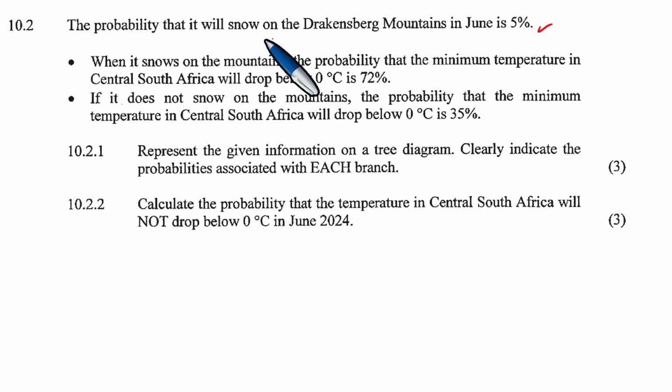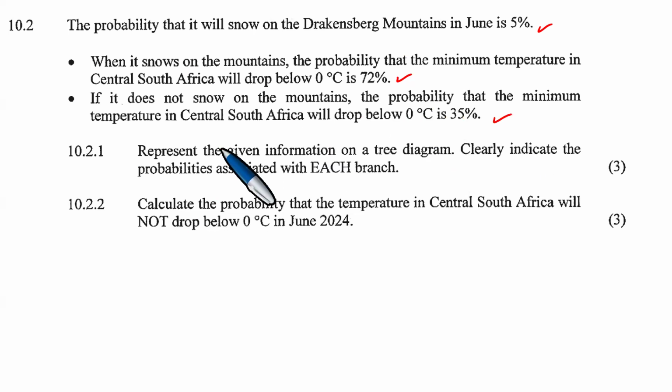So the probability that it will snow on the Drakensberg Mountains in June is 5%. When it snows on the mountains, the probability that the minimum temperature in central South Africa will drop below 0 is 72%. If it does not snow on the mountains, the probability that the minimum temperature in central South Africa will drop below 0 is 35%.